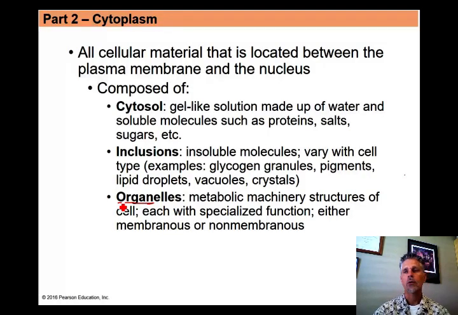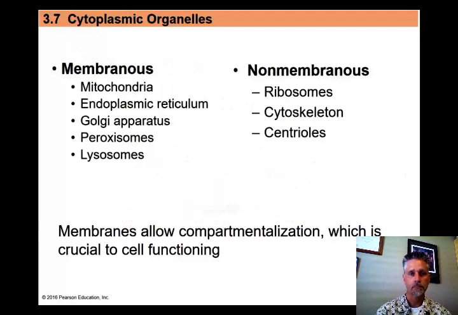Okay, so we have organelles. We also have, in some cases, inclusions in the cell, and then the cytosol itself. So the cytosol itself is the gel-like material where all of these different things are sitting within. So when we look at these mini organs, that's where we're really going to focus our time.